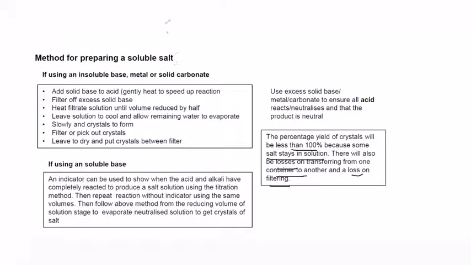If using a soluble base, for example, if we are using an acid and an alkali, we will use an indicator for this purpose and repeat the procedure without the indicator.